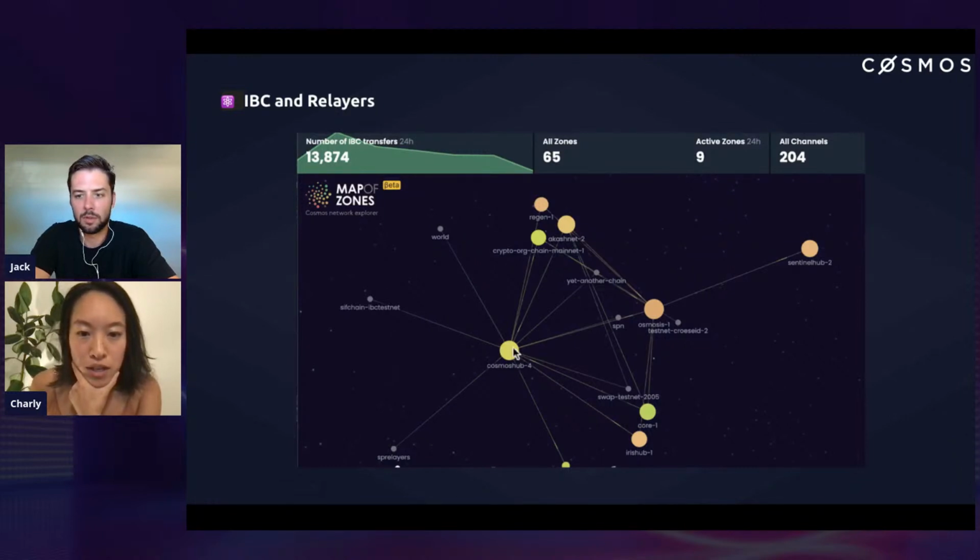You can see Cosmos Hub, and it's currently connected with IBC to a lot of chains which all have transactions going through them. There are 9 active zones at the moment. Obviously, in a 24-hour period, you can see there were almost 14,000 IBC transfers.